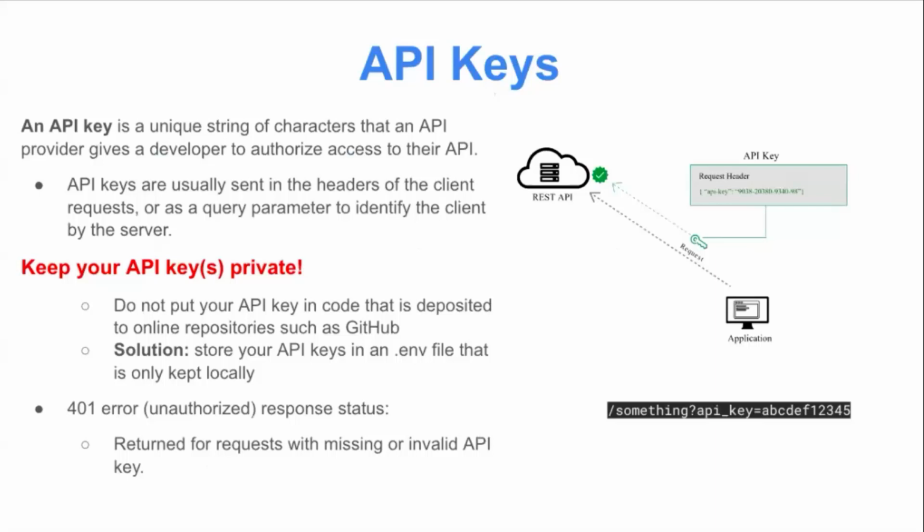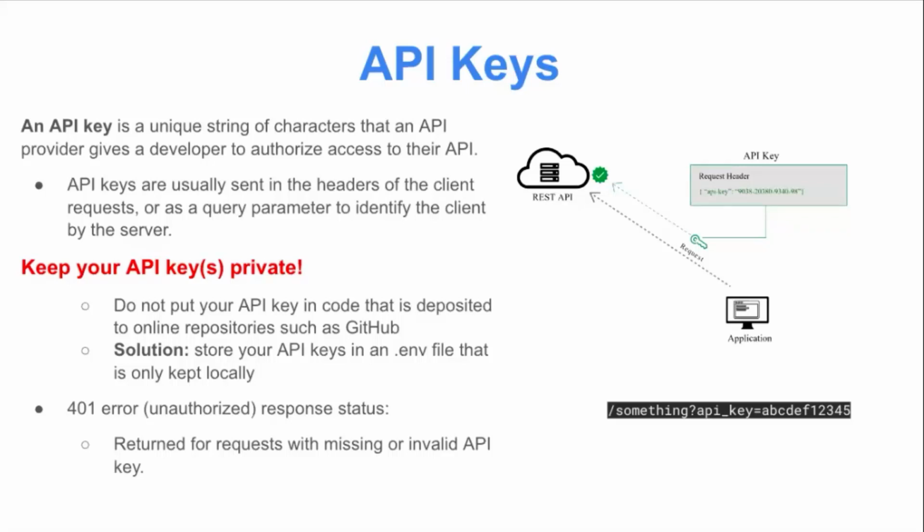Another important thing to note is the use of API keys. An API key is a unique string of characters that an API provider gives a developer in order to authorize their access to their API. For example, this is useful when the API provider is trying to track costs. When using something like ChatGPT, which costs money, every account would have an API key, which they would then be able to use to authorize the requests that are being sent to the API.